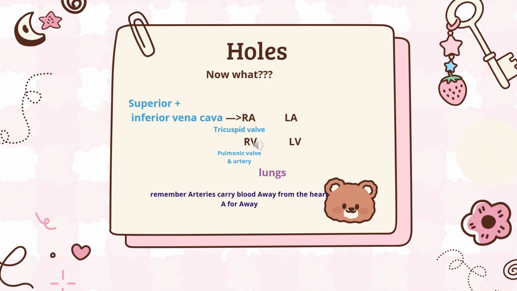This is where people get mixed up because a lot of times you'll think artery carrying oxygenated blood, but with the pulmonary artery and pulmonary vein, things get a little backwards. So here you're going to think artery, A for away. The artery is taking it away from the heart into the lungs where it'll get oxygenated. So pulmonic valve and pulmonary artery take it from the heart to the lungs.